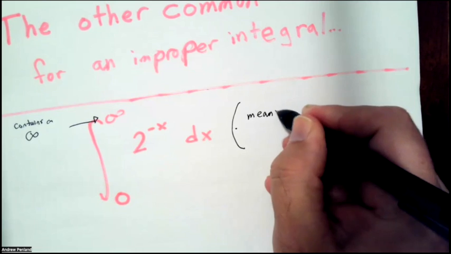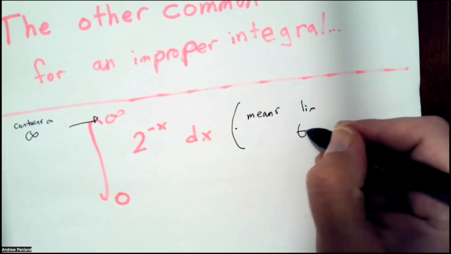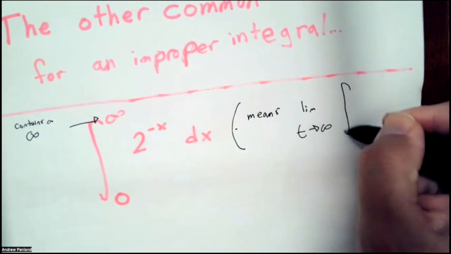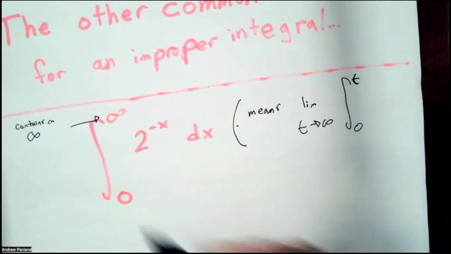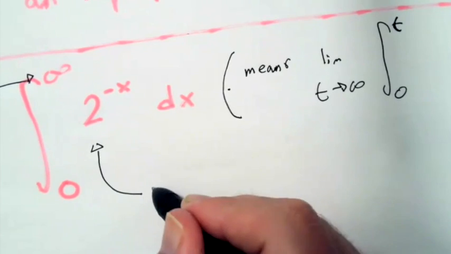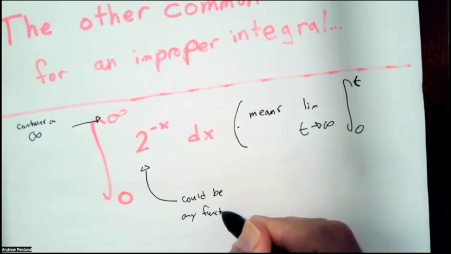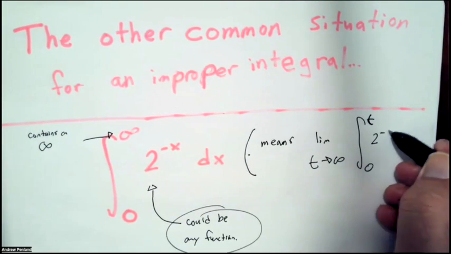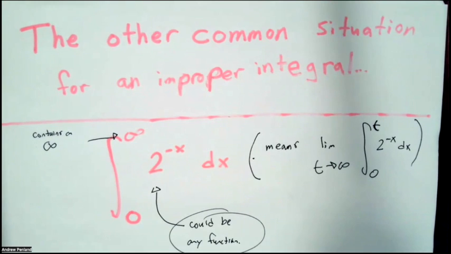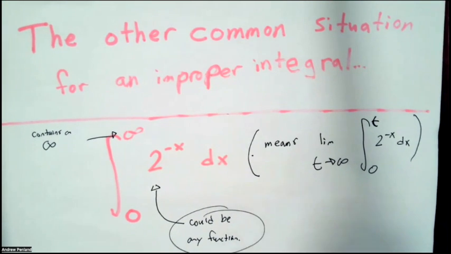What this actually means is the limit as t approaches infinity of the definite integral from 0 to t of whatever your function is. In this case, it'd be 2 to the negative x, but it could be any function. Now we're looking at the limit as t approaches infinity of the integral from 0 to t of 2 to the negative x dx. And again, even though this is a limit approaching infinity, this could be finite, it could be infinite.